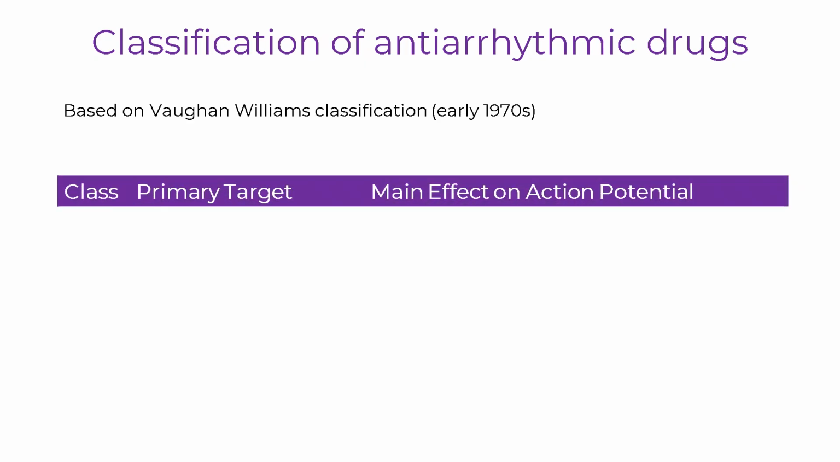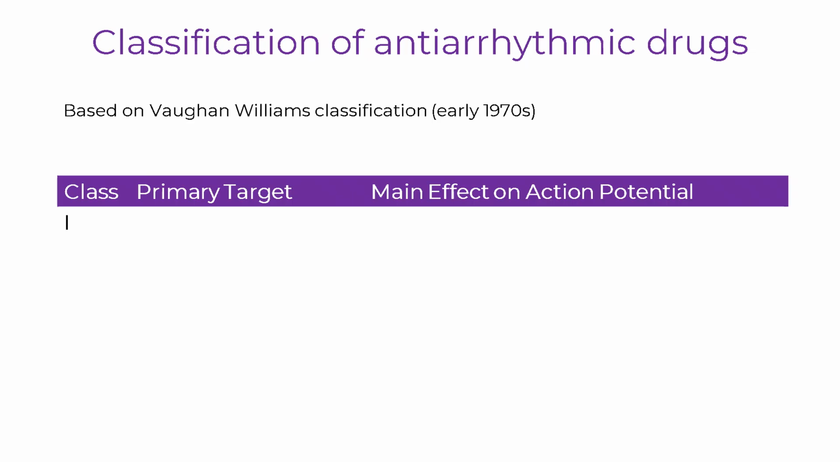To understand how antiarrhythmic drugs work, we first need a framework. Most antiarrhythmic drugs are organised using the Vaughan Williams classification, introduced in the early 1970s. This system groups drugs according to their primary effect on the cardiac action potential. It's important to remember that many drugs don't fit neatly into a single class, but the Vaughan Williams system remains a useful starting point.